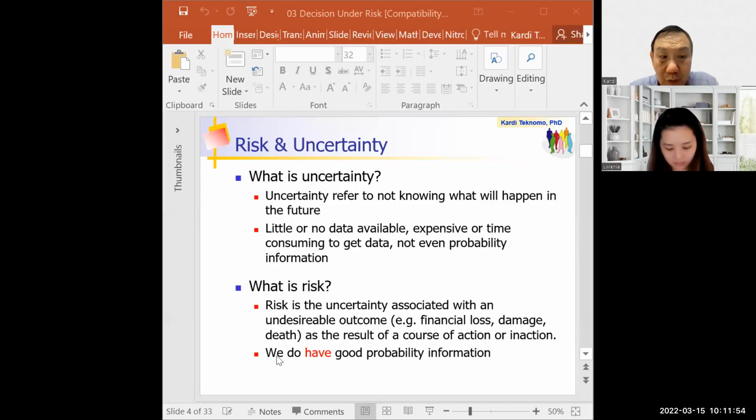So let's come back to the decision analysis. So we assume that you have good probability information. That means you can either get it from the assumption of uniform probability distribution, or some theoretical probability distribution, or some data, or some based on the opinion, based on Bayes theorem.